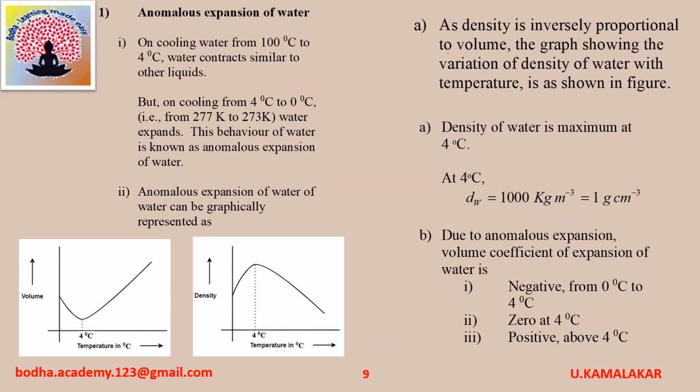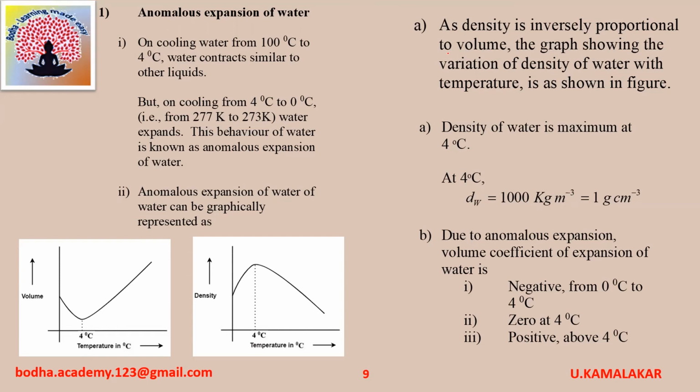Anomalous expansion of water can be graphically represented as shown in figures. You can observe that with increase in temperature, volume decreases up to 4 degrees centigrade, and then from 4 degrees centigrade to 100 degrees centigrade, it increases. As density is inversely proportional to volume, the graph showing variation of density of water with temperature is as shown in figure.